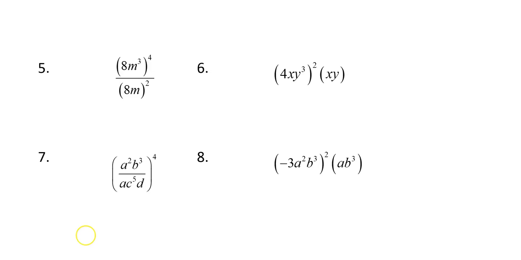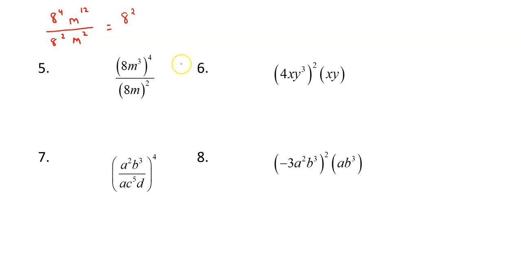All right, number 5 looks a little bit messy. Let's see what we can do with number 5. So when I simplify this, I get 8 to the 4th, m to the 12th. On the bottom, I get 8 squared, m squared. So rather than get number values for the 8 to the 4th and the 8 to the 2nd, let me leave it like that for just a minute and think about it this way. I've got 4 8s on the top. I've got 2 8s on the bottom. So I've got more 8s on the top than on the bottom. How many more? 2 more.